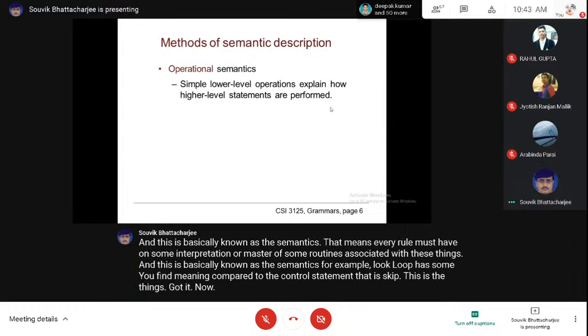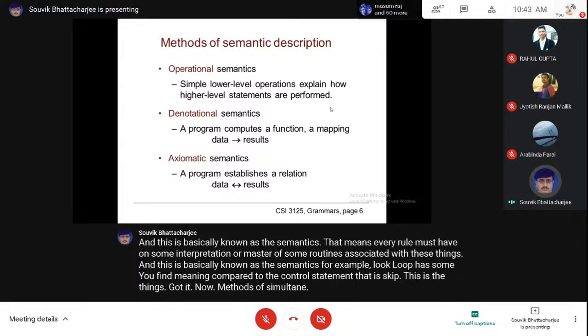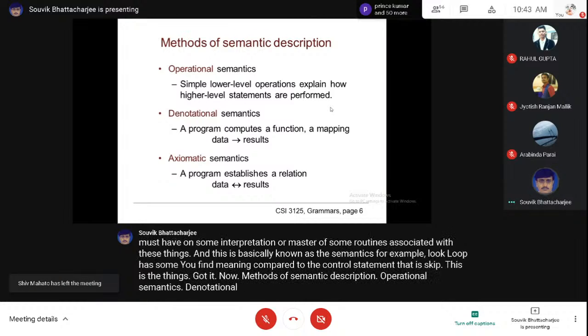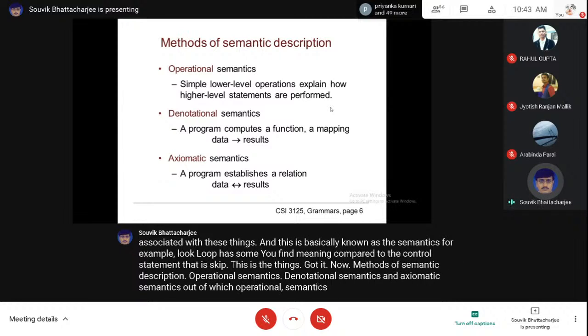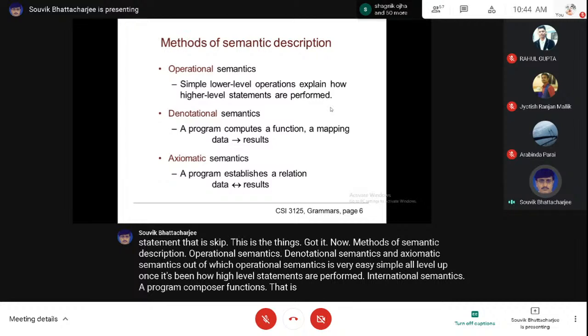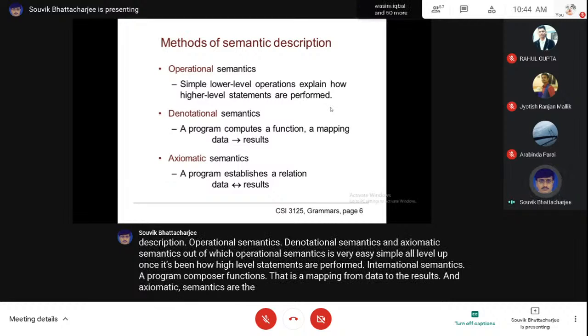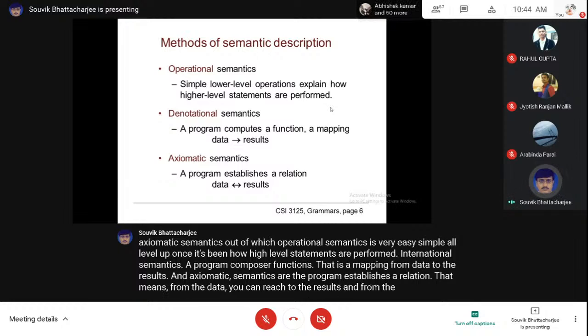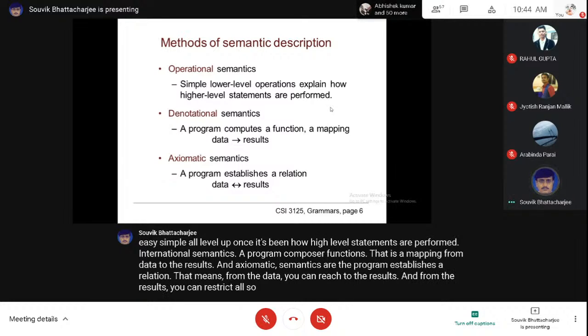Now, methods of semantic description: operational semantics, denotational semantics, and axiomatic semantics. Out of which operational semantics is very easy. Simple lower level operations explain how higher level statements are performed. In denotational semantics, a program computes a function, that is, a mapping from data to the results. In axiomatic semantics, the program establishes a relation. That means from the data you can reach the results, and from the results you can reach the data also.